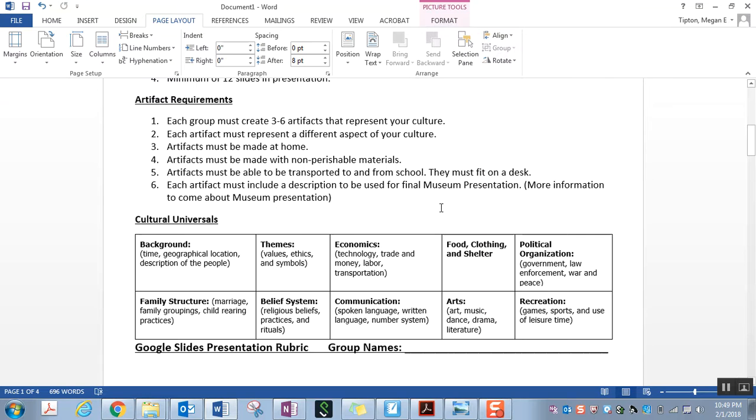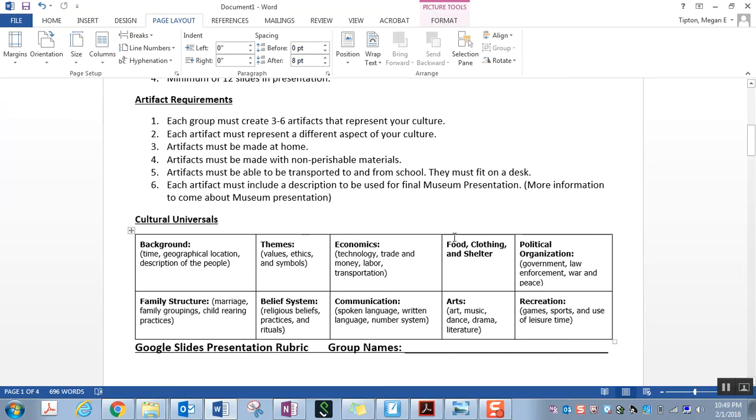So the kids had to come up with their own culture from scratch. They could be as creative as they wanted, and then they had to make at least 3 to 6 artifacts that represented their culture, and they had to incorporate the cultural universals that we studied before we did this project. So I showed them all of these things.